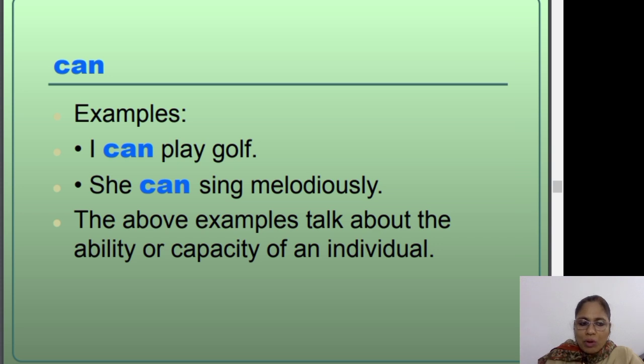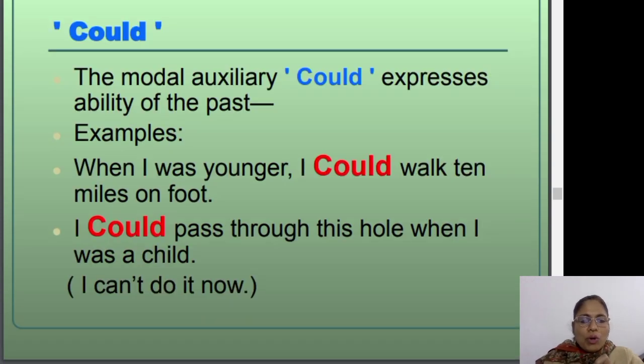Let's look at some other examples. I can play golf. She can sing melodiously. These examples talk about the ability or the capacity of a person. Could. The modal auxiliary could expresses the ability of the past, meaning something which could be done by me in the past, that ability is lost now.